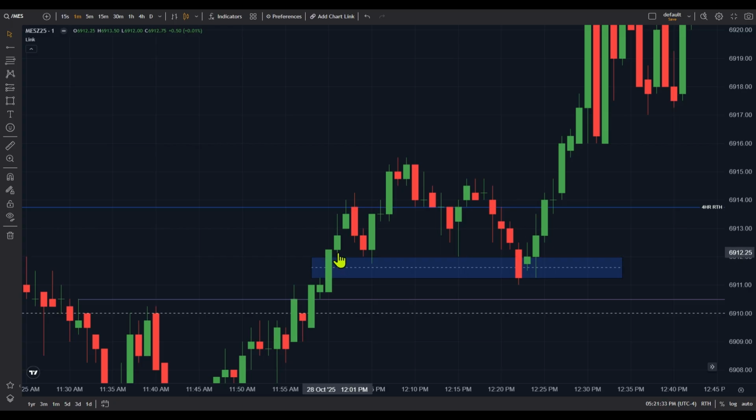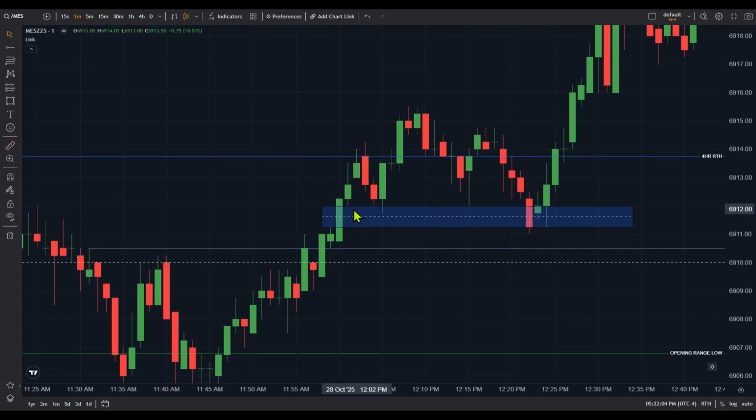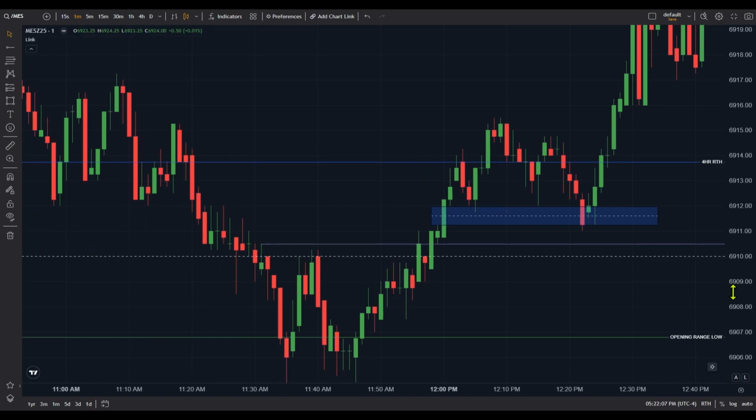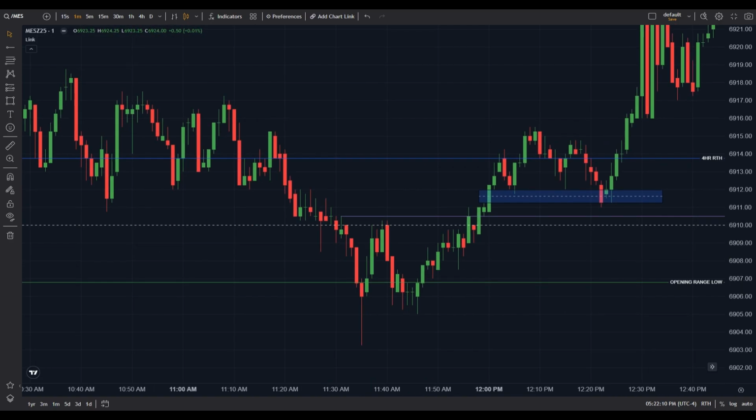So the low is 69.12. So I would have put my entry at 69.12.25. And that would have given me plenty of room. When you're trading ES, on one micro, it's $5 a point. So 5 points, $25. I mean, there's only 3 points there. You would have been fine. That's great. You could get all the way down here below the low of the day and still only have a $50 risk on that thing.